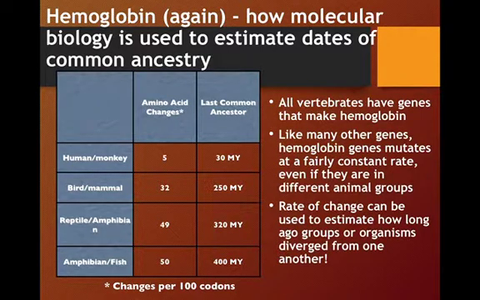Like other genes, it mutates at a fairly constant rate, even if they are in different animal groups, and the rate of change can actually be used to estimate how long ago the divergence was. So from humans and monkeys, there's about 5 amino acid differences per every 100 codons in hemoglobin. That's looking at about 30 million years ago. The bird-mammal split is about 250 million years ago, way back to amphibian and fish, which is about 400 million years ago, which is pretty cool if you think about it.